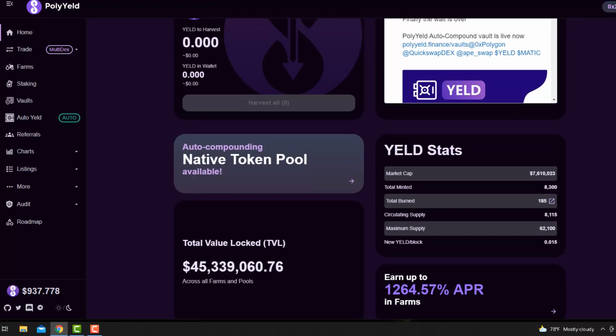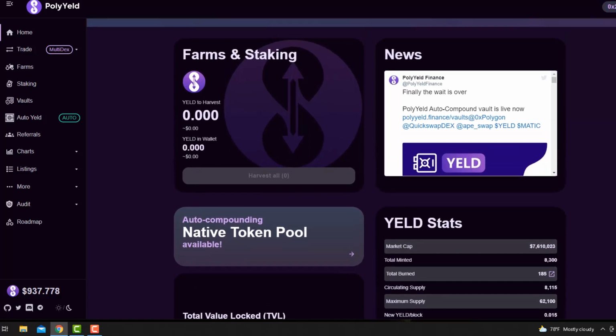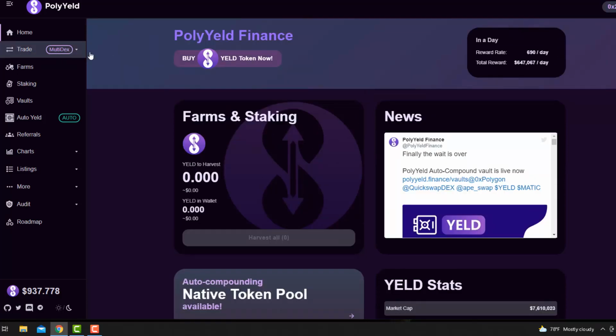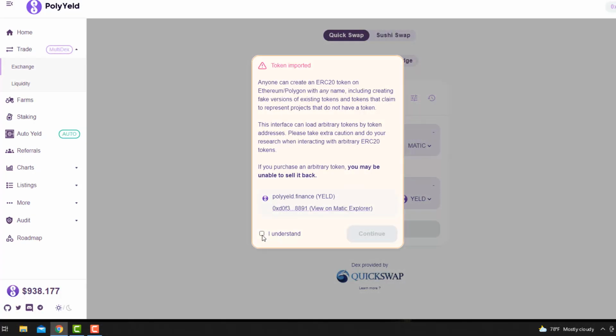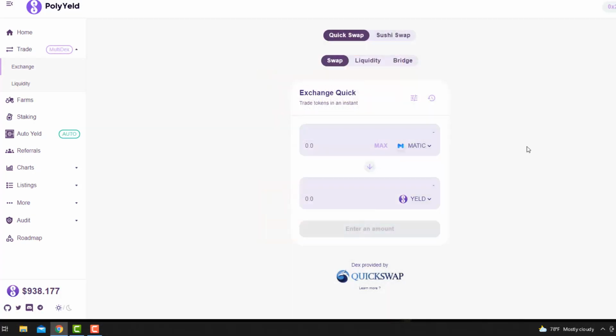There are a couple of things that are different that I want to point out first. Probably the first one you may notice is when you go to the exchange and swap your coins. You can do it within their interface, and they're going to be using QuickSwap, but they've got this multi-dex where you can swap it over, and now you're swapping using SushiSwap. I haven't seen this before.